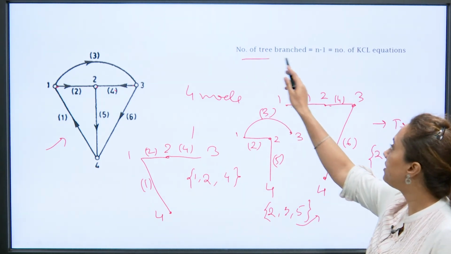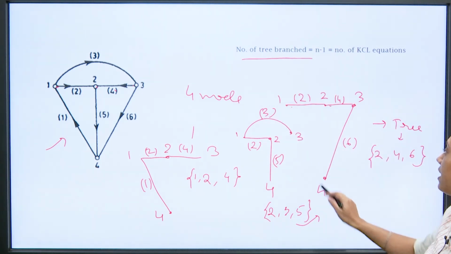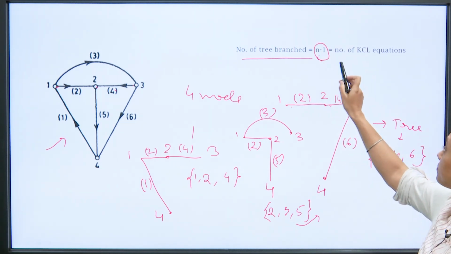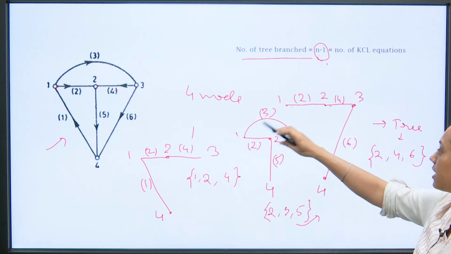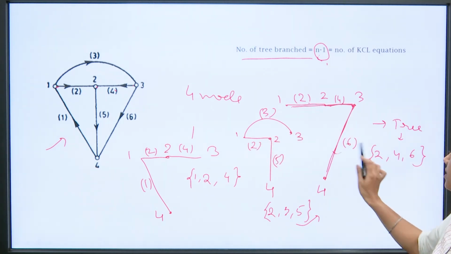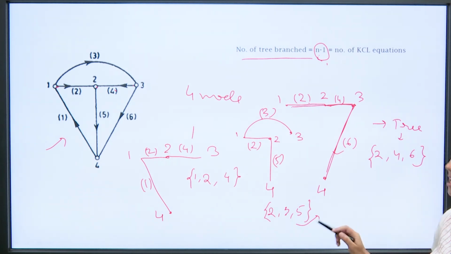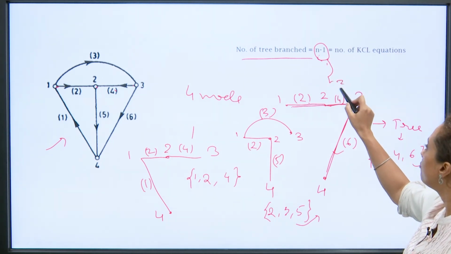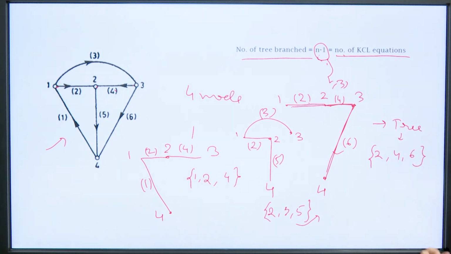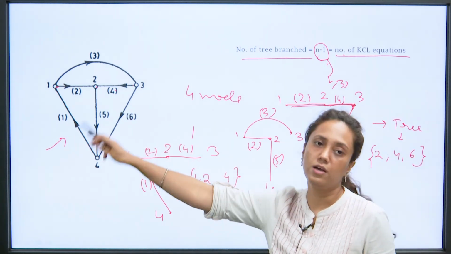The number of tree branches, meaning a tree's branches, will always be n minus 1, where n is the number of nodes. See, there are 4 nodes, so the tree will always contain 1, 2 and 3, that is 3 tree branches. So, it is always 3 for this graph and it is equal to the number of KCL equations which could be written for this graph.